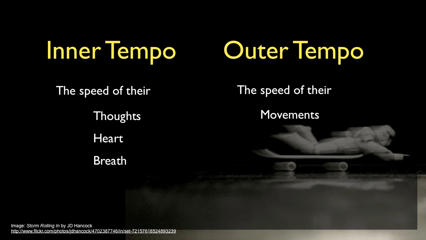Inner tempo and outer tempo. So the inner tempo is the speed of someone's thoughts, their heartbeat, or their breathing. All those things that are going on within the body or within the mind that are hard to perceive from outside. And the outer tempo is the speed of the person's movements. And these may vary or be different at different times.